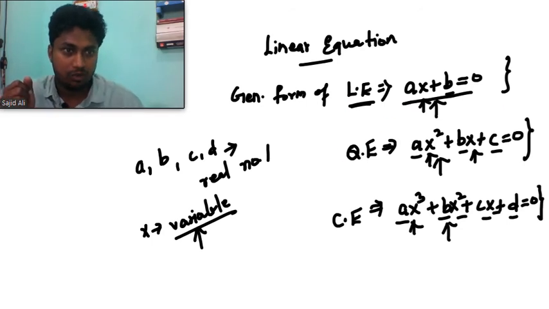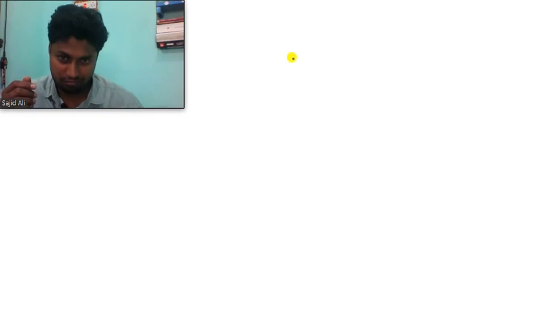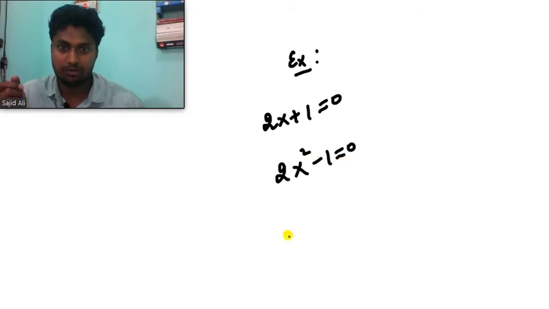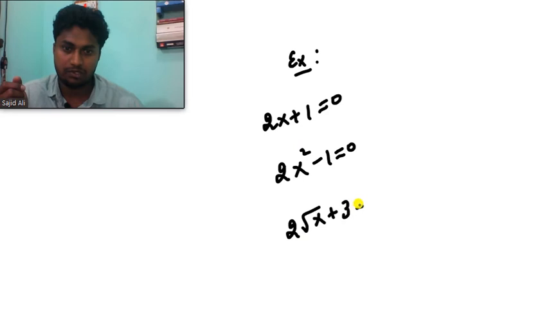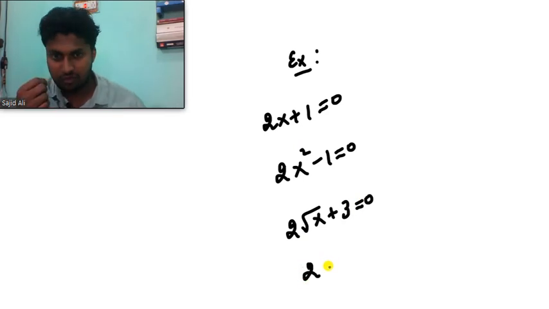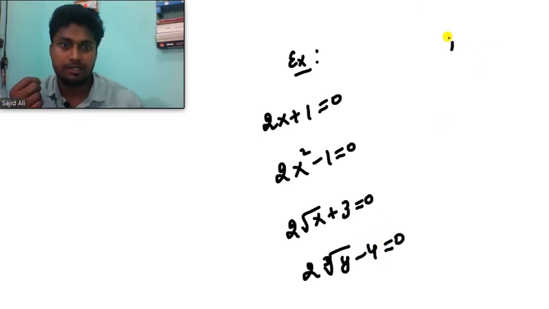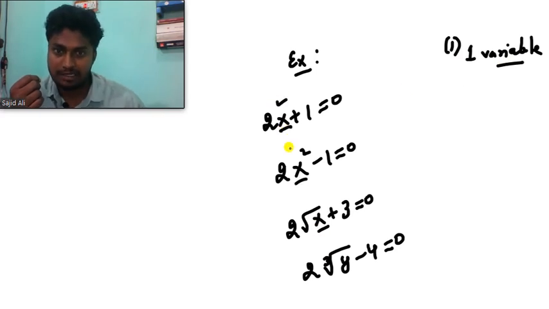Now if I give you an example and ask you to tell whether it is a linear equation or not, to identify, what are the conditions? See, if I write 2x + 1 = 0, 2x² − 1 = 0, 2√x + 3 = 0, and let me give 2∛y − 4 = 0. So the first thing you have to check is that there must be one variable in the given equation. In all of them we have a variable, in these three it is x, here the variable is y. So this condition is satisfied.